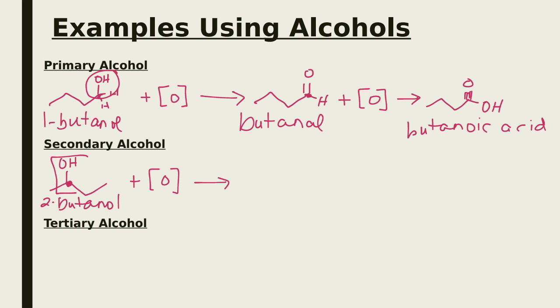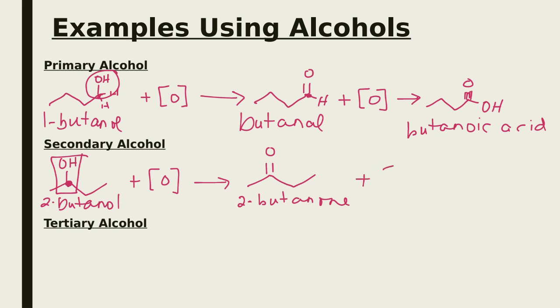And again, right around here, I want to create more CO bonds and less CH bonds. This carbon right here is bonded to 1 hydrogen. So I can remove that hydrogen and I can form 1 extra CO bond and get 2-butanone. So I'm going to create a ketone by oxidizing a secondary alcohol.